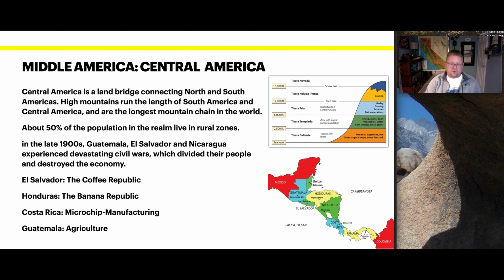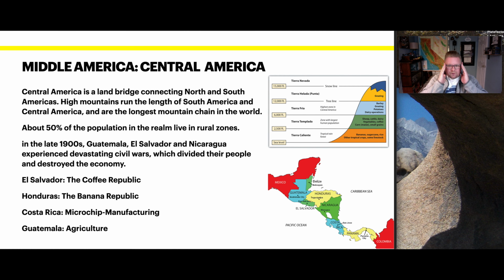I just picked these four locations to speak about what other people identify them as. El Salvador is known as the Coffee Republic. Honduras is known as the Banana Republic. Costa Rica is known for its microchip manufacturing for the United States for computers. And Guatemala is known for its agriculture.